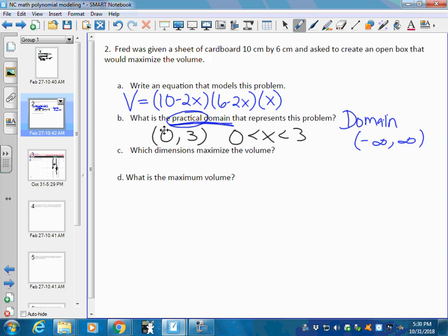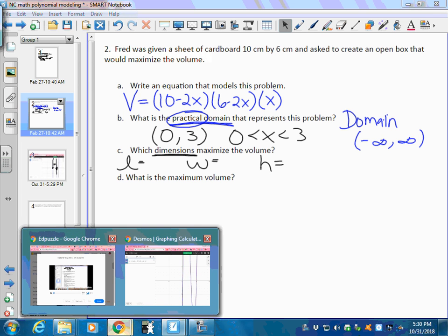Now it wants to know dimensions. That means what is my new length? What is my new width? And we know the height is whatever x is. So we got to get the dimensions. So finding what the maximum volume is gives us that. So I'm going to go back into my Desmos because I've got it there.